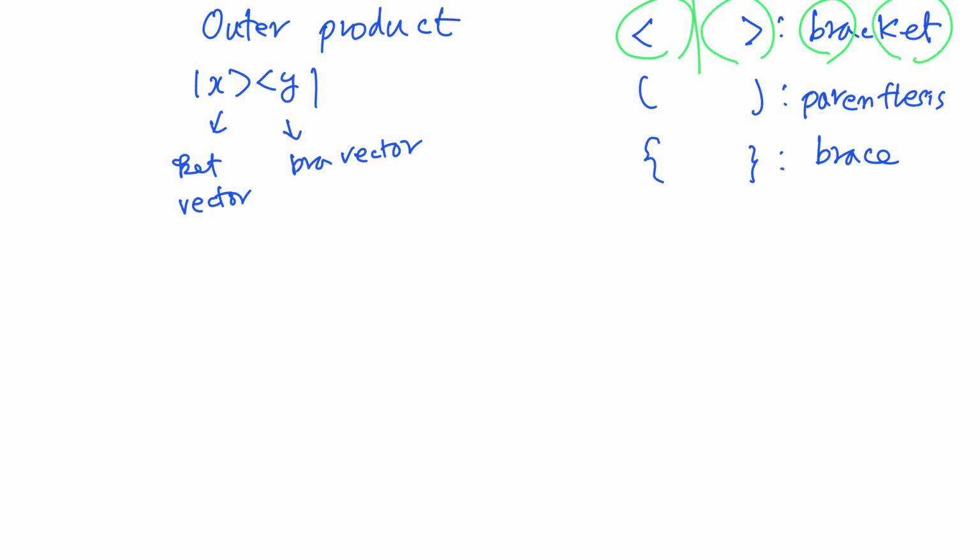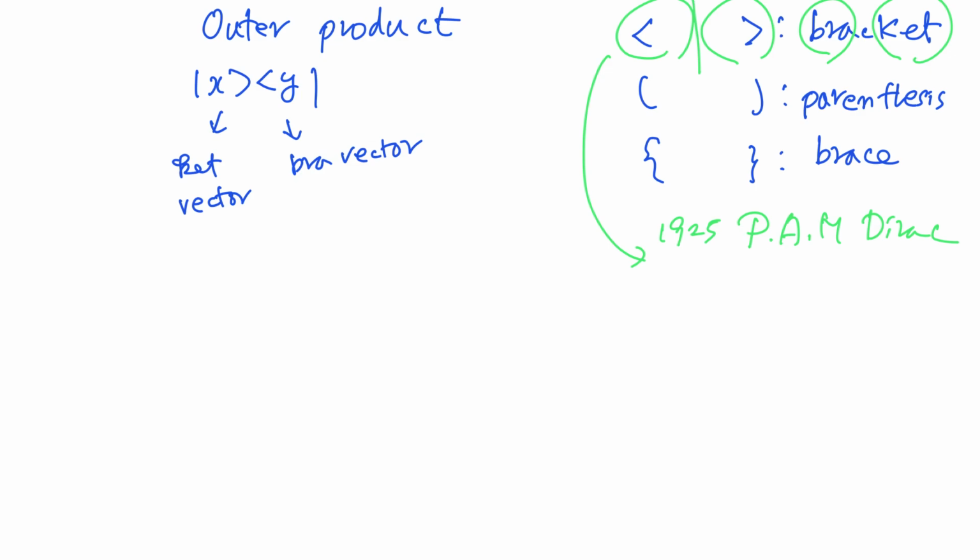The definition of bra vector and ket vector originated from 1925, first denoted by Paul Adrian Maurice Dirac, the famous English physicist who got the Nobel Prize in 1920-something. So he introduced the bracket notation.